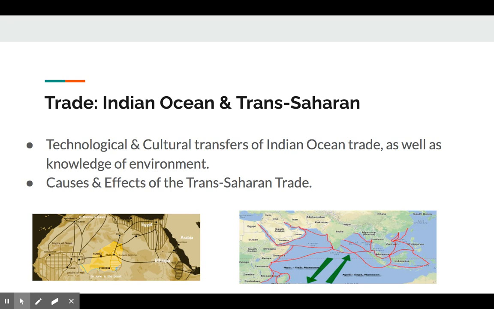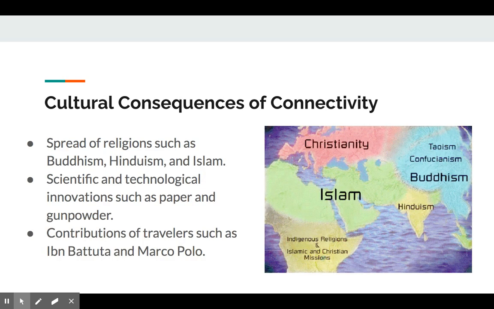And then we also talked about the causes and effects of the trans-Saharan trade. One of the effects would have been that Islam spread throughout sub-Saharan Africa. And one of the causes would have been the fact that the extensive amount of camels and the caravan trade that was already going on allowed for even further expansion of that trans-Saharan trade.